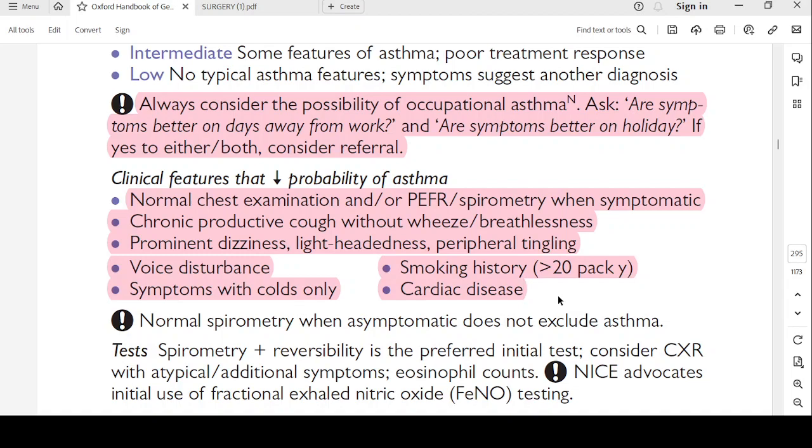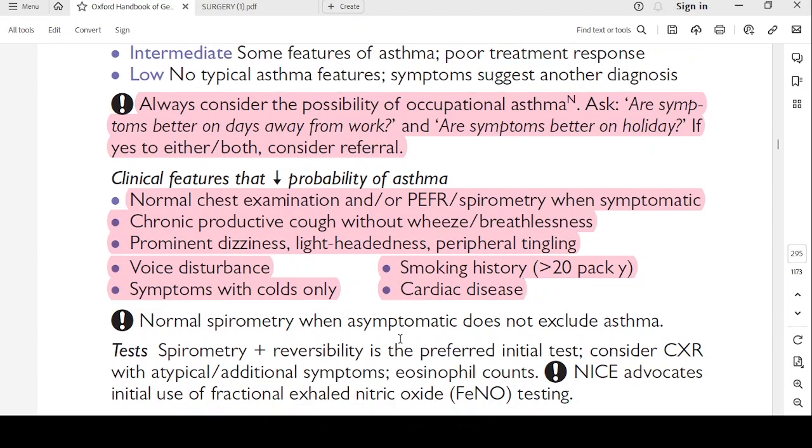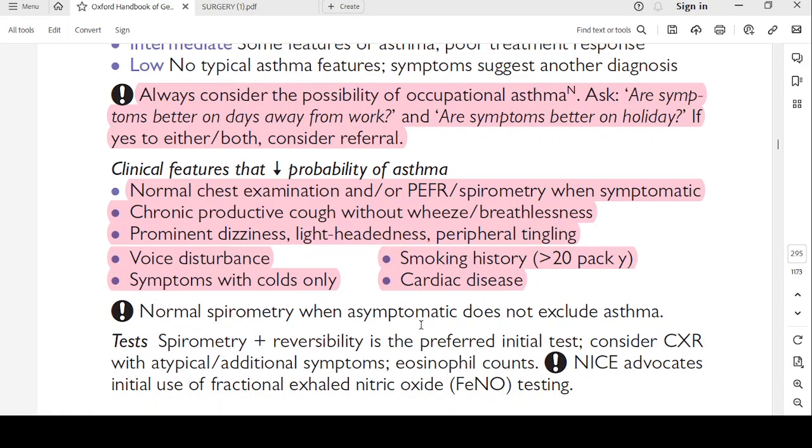Normal spirometry when asymptomatic does not exclude asthma. So spirometry should be done during a symptomatic or acute attack. If it is normal then, it argues against asthma, but not when asymptomatic.